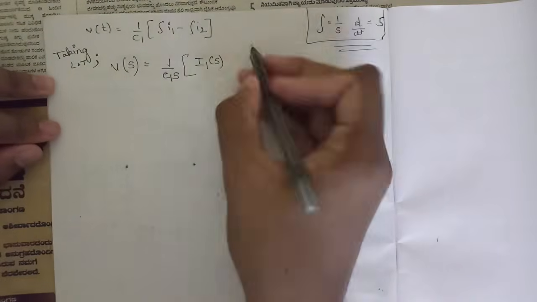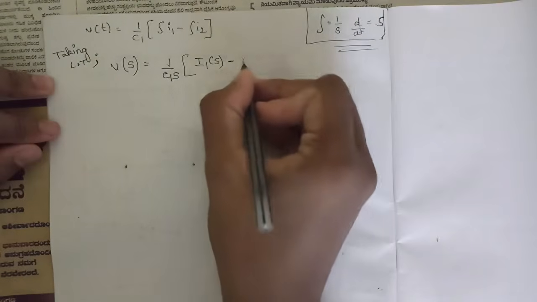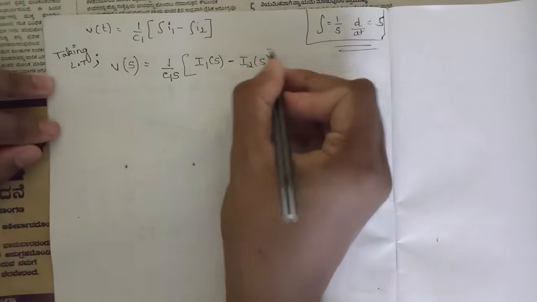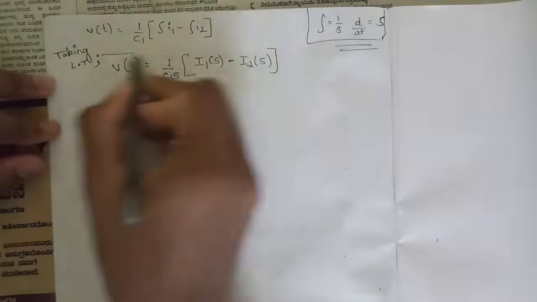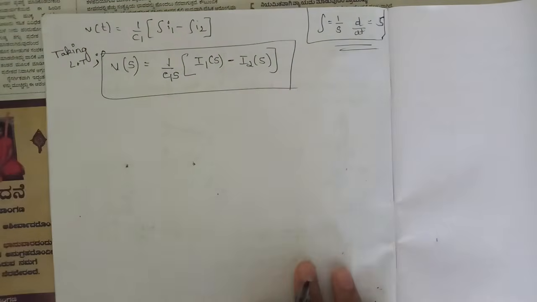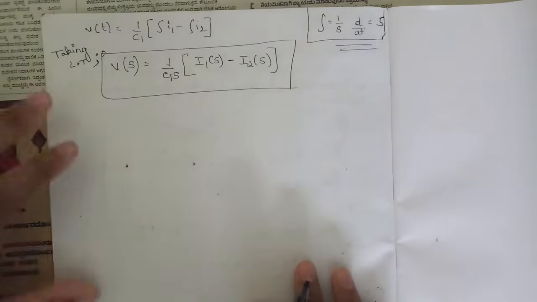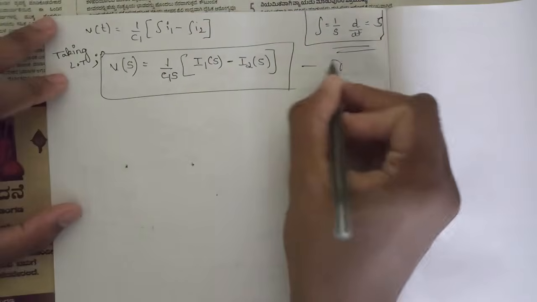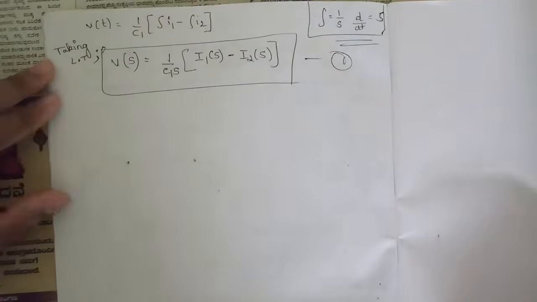So we have I1, so it will be replaced by I1 of S minus I2 of S, okay. So this is your required equation when we solve for FV analogy at node 1. We get this equation, okay. If you want, you can note it as equation 1. So now this is for node 1.